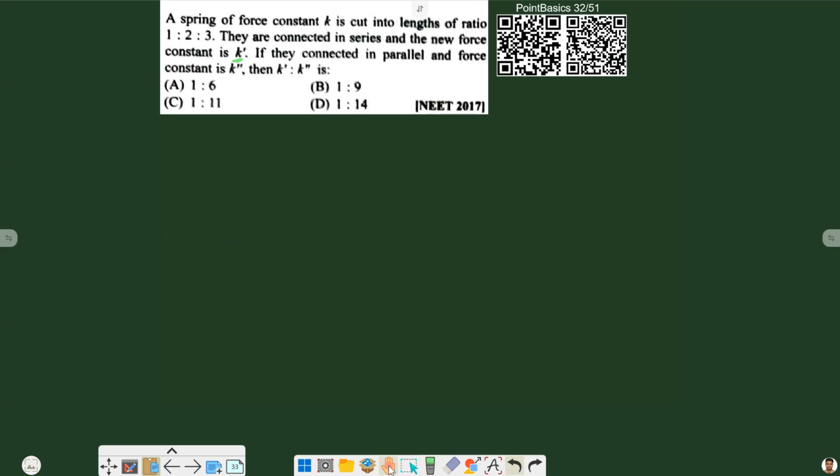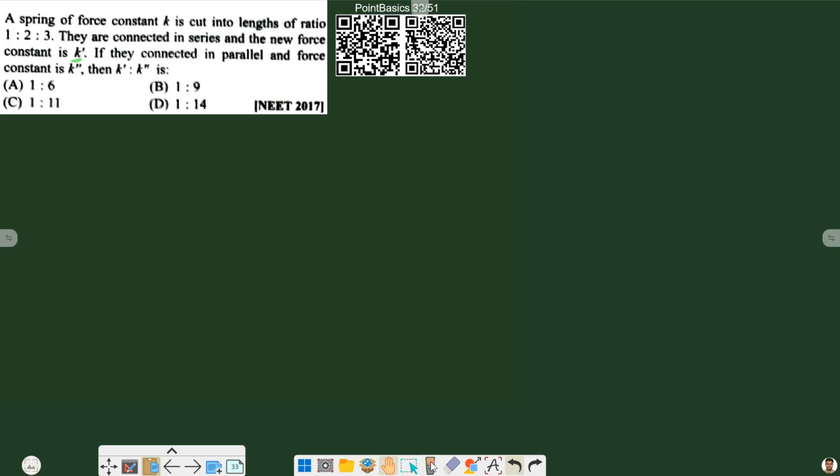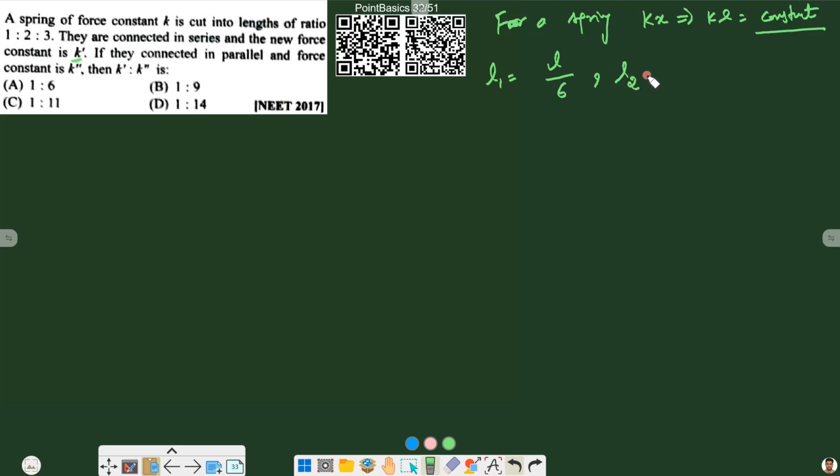So for this, let's slide it slightly. Okay. Now we know that for a spring, kx, or we can say k into length, is constant. As we have divided the length into 1 ratio 2 ratio 3 parts, if the original length is L, L1 will be L divided by 3 plus 2 plus 1, that is 6. L2 will be twice of L by 6 and L3 will be thrice of L by 6.